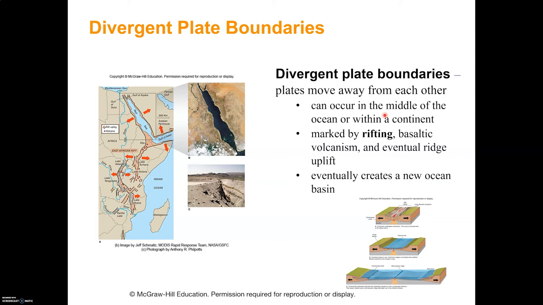So divergent boundaries are moving away from one another. Again, they generally occur out in the middle of oceans, but they can occur within a continent. So we can go to the East African Rift Valley, which is happening on a continent currently as we speak. It's marked by rifting, basaltic volcanism, and eventually ridge uplift. And eventually there will be a new ocean basin formed in that rift valley.